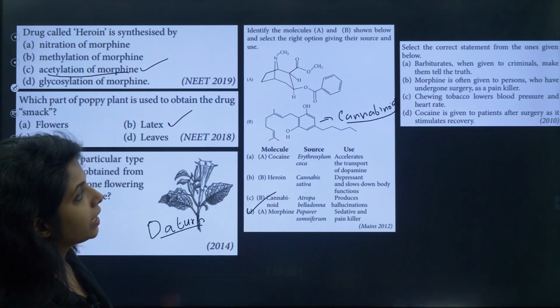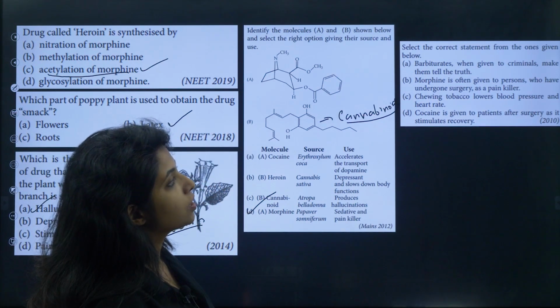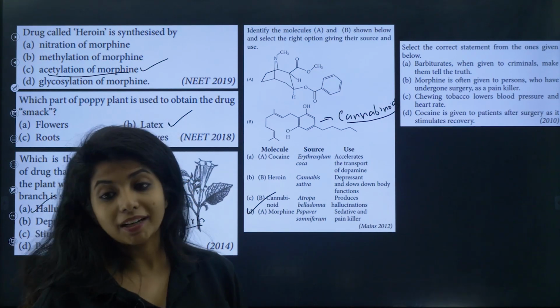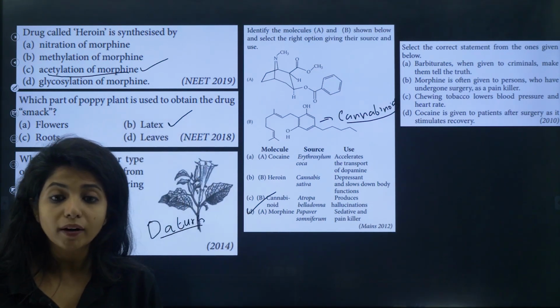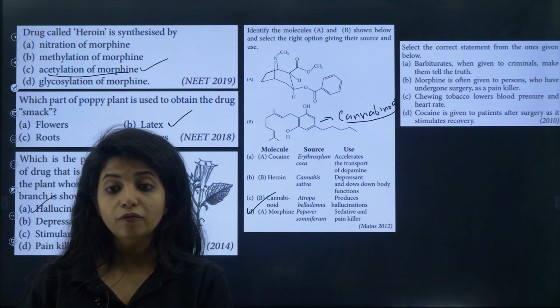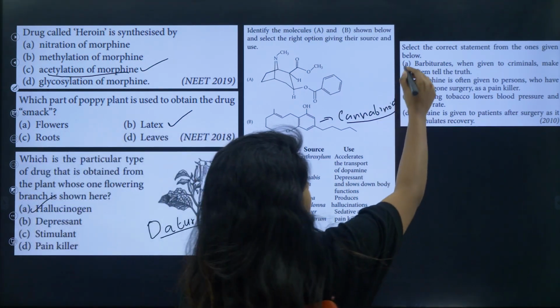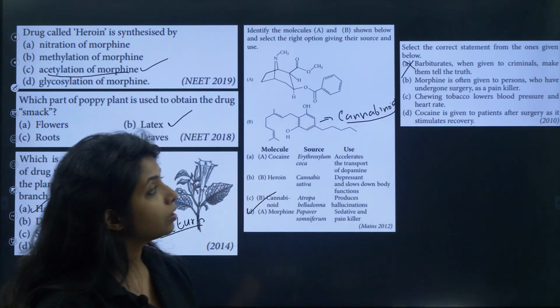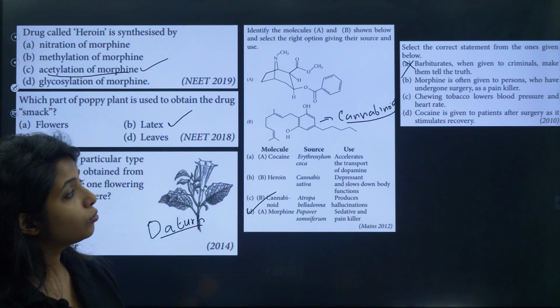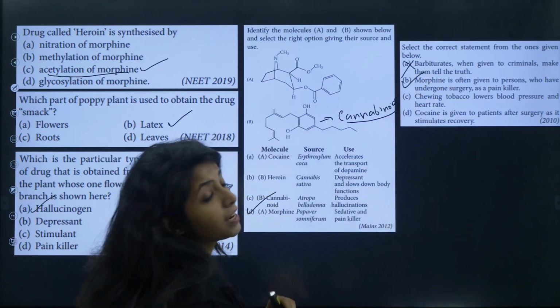Select the correct statement from the ones given below. Barbiturates, when given to criminals, make them tell the truth. No, children. Barbiturates are what? Basically those drugs which are responsible for treating mental illness or for treating insomnia. So this is wrong. Morphine is usually given to people who have undergone surgery as a painkiller. Yes, it is. It is an analgesic.